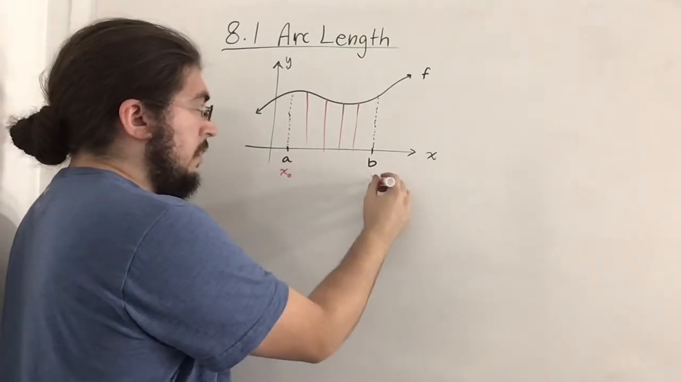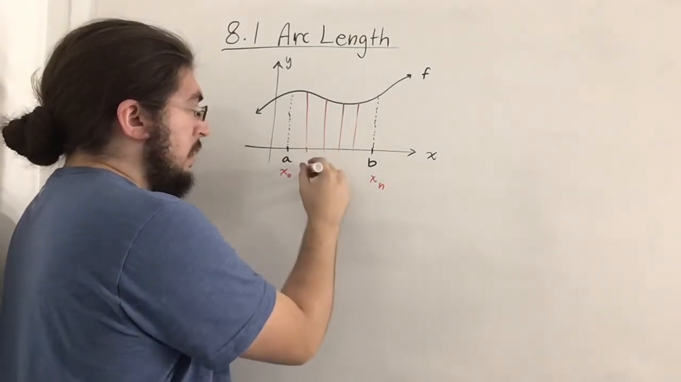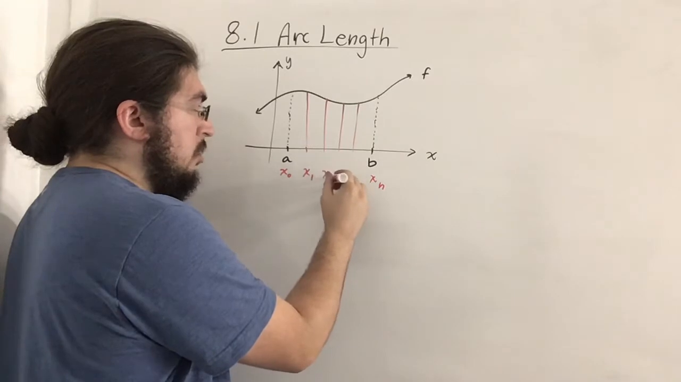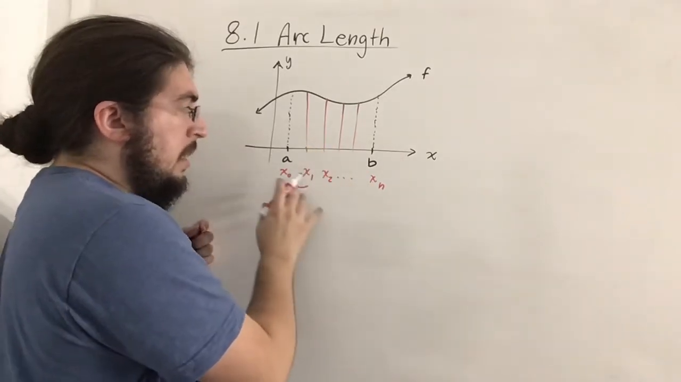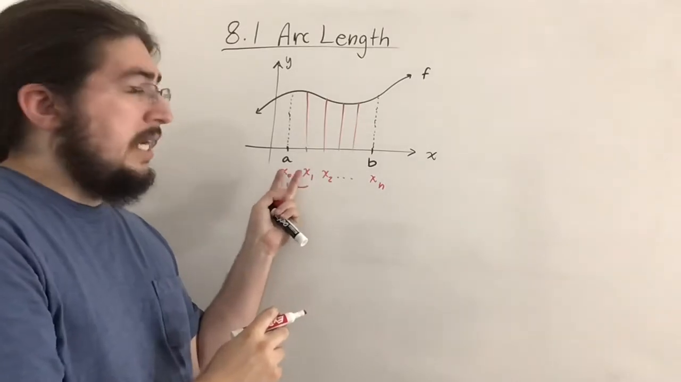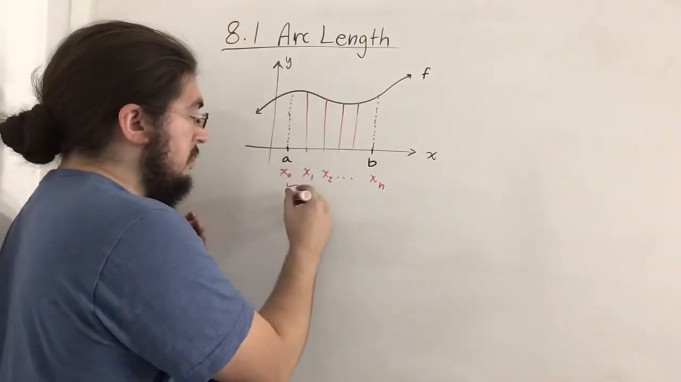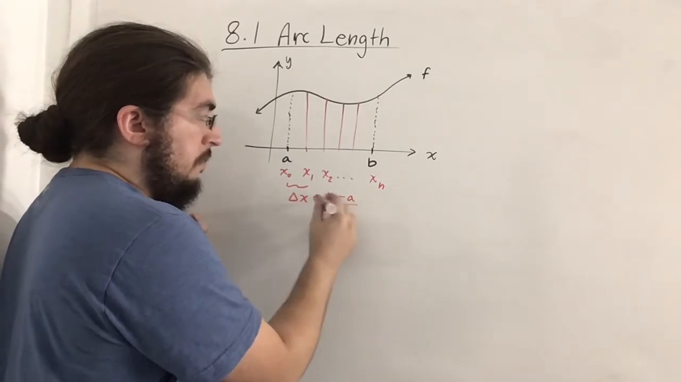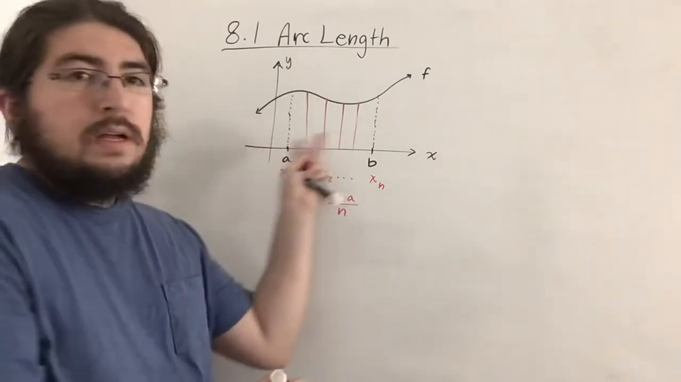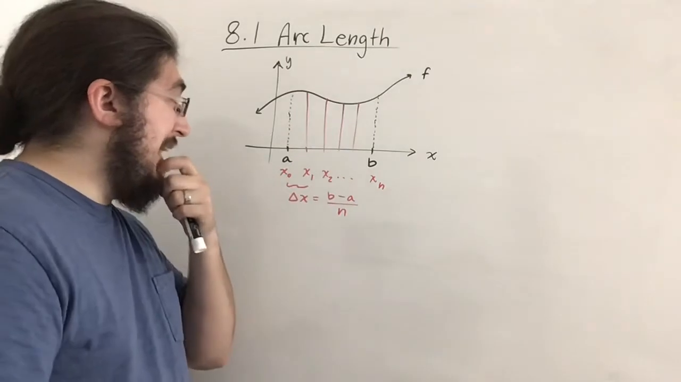So x0, that'll be xn. The next one is of course x1, and the next x2, and so on. And the difference between any consecutive x values is delta x, which we know to be just the length of the interval, b minus a, over the amount of slices or rectangles, which is n.